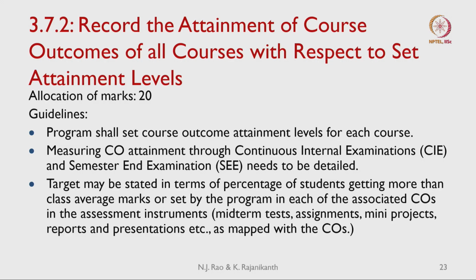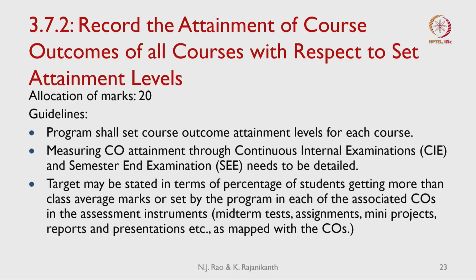Then you must have records of computing the attainment of course outcomes of all courses with respect to the set attainment levels, 20 marks are there. So, the program shall set course outcome attainment levels for each course. This again we have discussed in the earlier unit. There are several different ways that we can set the attainment levels, and we have discussed this already in the earlier unit. Measuring CO attainment through continuous internal examinations as well as semester end examinations. All these are included.